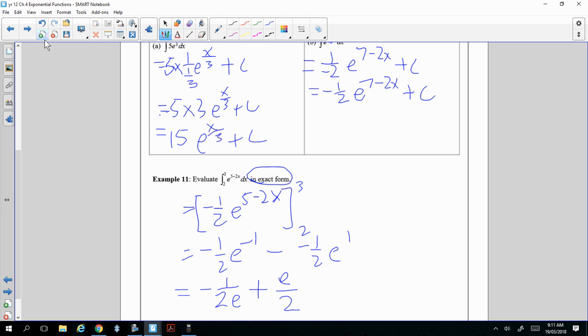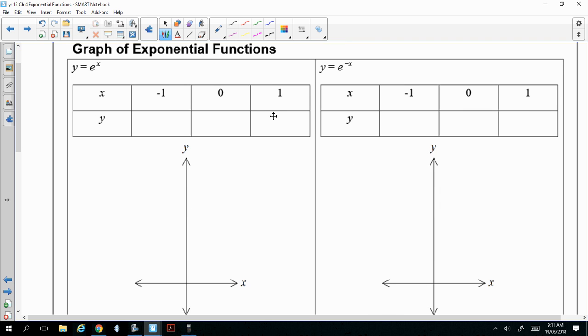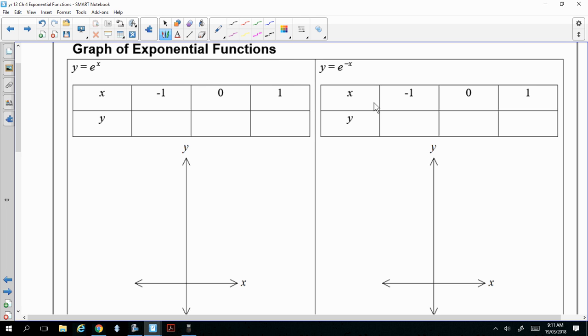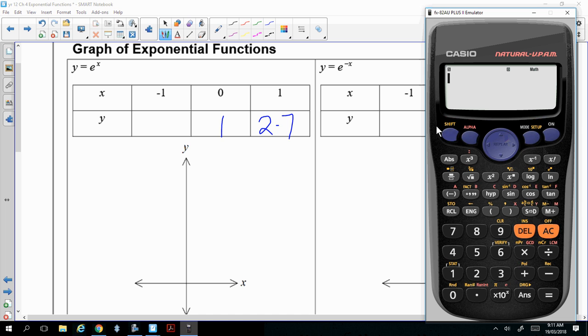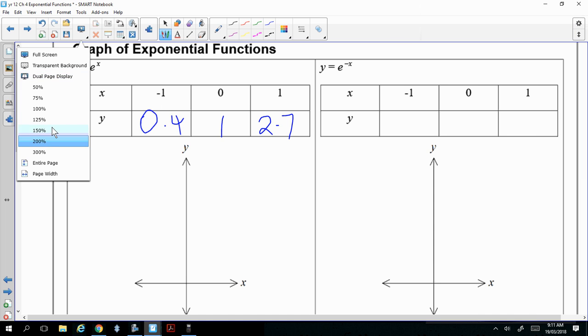Okay, let's go through some graphs. So we'll do the first one, e to the power x. So we'll do a table of values. The e to the power 0 is 1. E to the power 1 is e, which is 2.7. And then use your calculator for e to the power of -1. You get 0.36 to 0.4. Okay, so now we just plot the points to draw the graph.